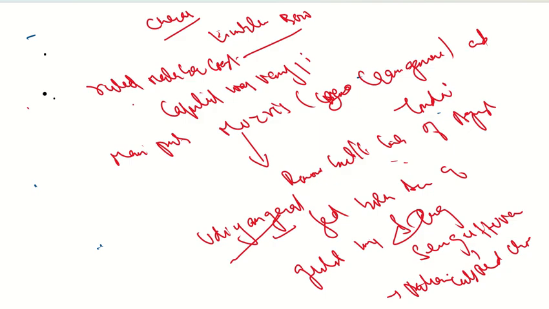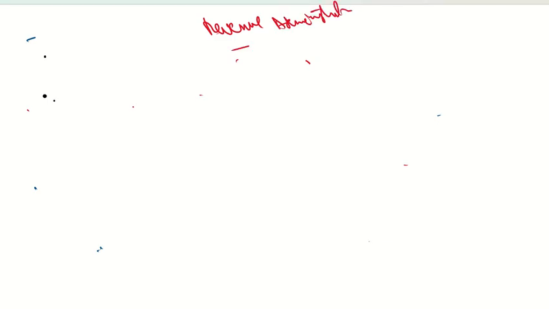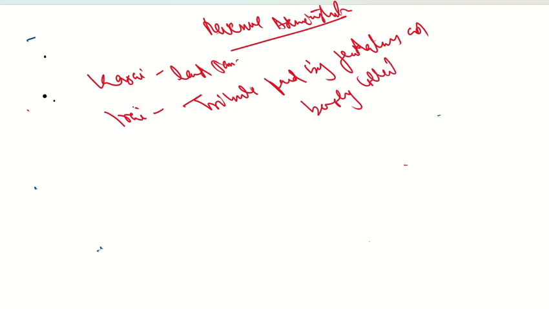And how did the revenue administration look? In it we have Karai, the land tax. Then we have Irai, tribute paid by feudatories and booty collected in war.